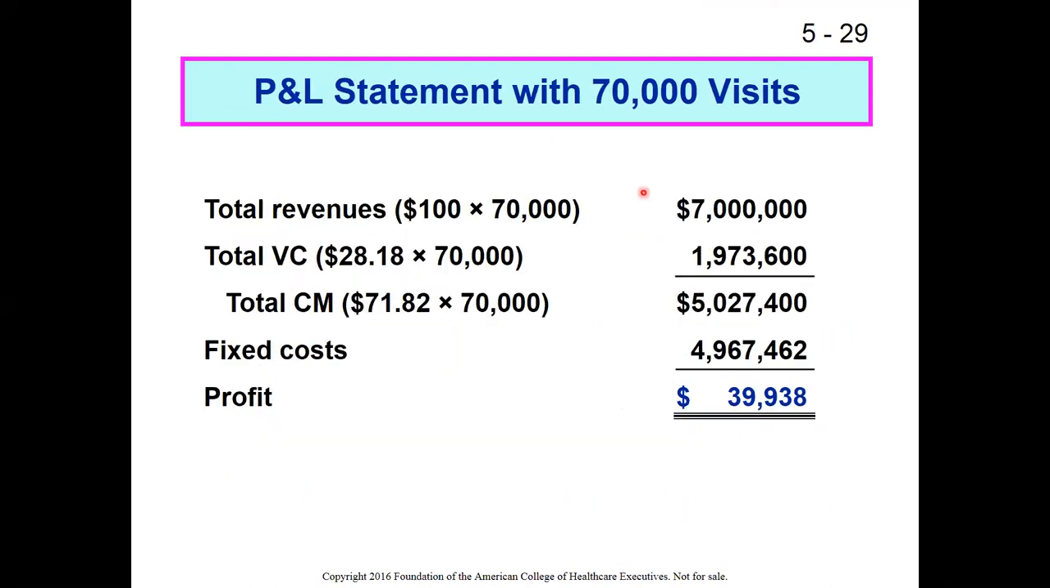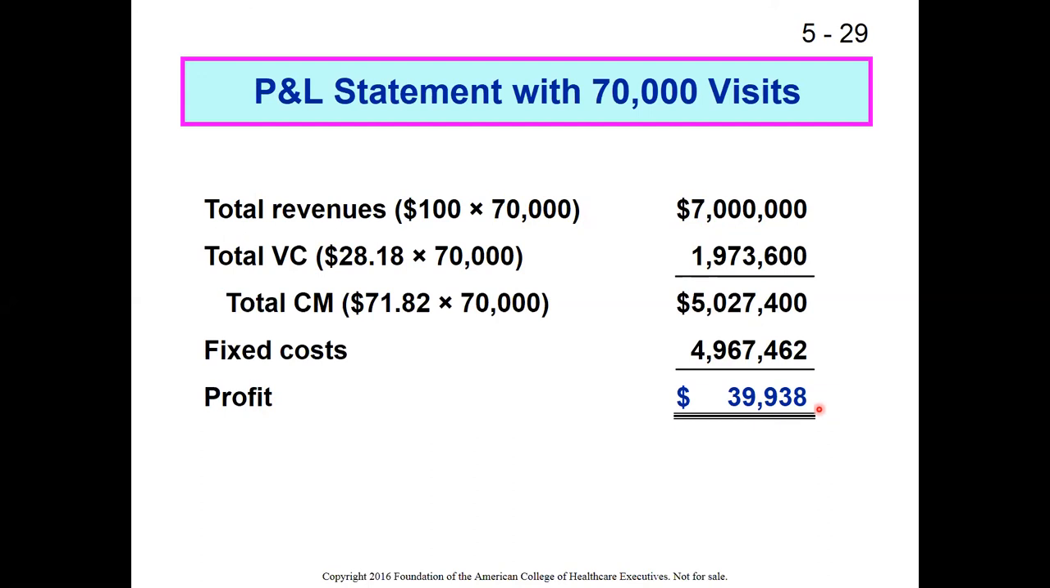If we lose the 5,000 visits, we'll go down from 75,000, our base case, to 70,000. Well, we're going to get $100 per visit for the remaining 70,000 that we still have, right? Because the 5,000 that wanted the discount, we're taking those out of the equation. So we have 7 million in revenue. If we do 70,000 visits, 1.9 million in variable costs, for a total contribution margin of 5 million and some change. Fixed costs are 4.9 million. So we're making a profit, but it's a pretty thin profit.